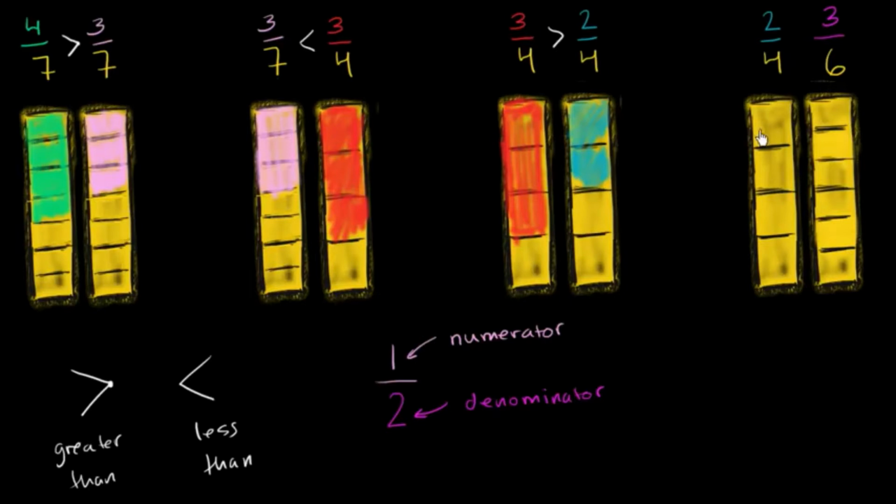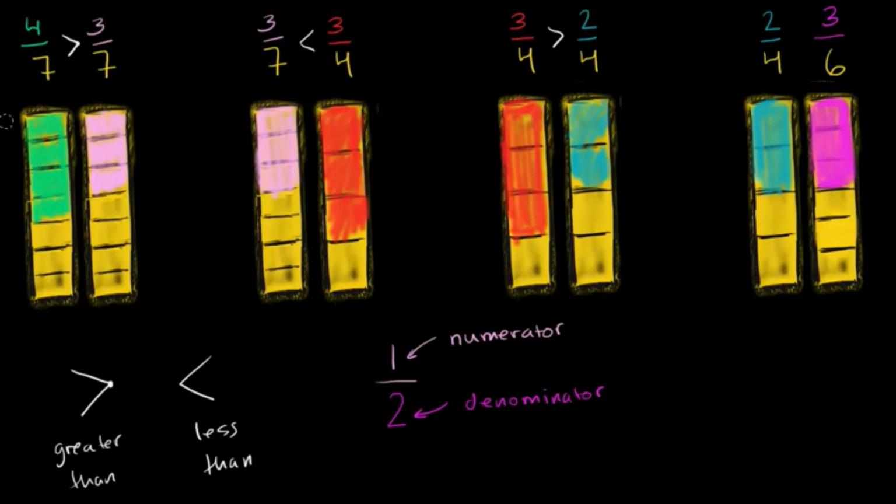And then finally, I encourage you to pause the video. Try to come up with whether 2/4 or 3/6 is a larger number. Well, let's color it in again. We've already seen 2/4. We just have to color in 2 of our fourths right over there. And then 3/6, we've split our whole into 6 equal sections. 1, 2, 3, 4, 5, 6. We need to color in 3 of them. And as you see, we are coloring in the exact same amount of the whole.